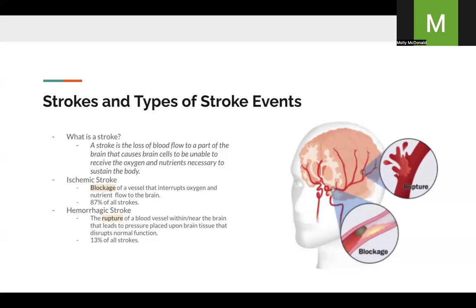The second type of stroke is the hemorrhagic stroke, and this is caused by the blood vessel rupturing, such as through an aneurysm or an arteriovenous malformation, that may occur in the brain and lead to internal bleeding into and/or around the brain. With bleeding occurring in such a sensitive part of the body, pressure is placed upon the brain tissue that disrupts the normal function and can cause major damage. These types of strokes account for about 13% of all strokes, and the causes of them include, but are not limited to, trauma surrounding the head and/or brain, hypertension, aneurysms, which are the weakened blood vessel walls, and arteriovenous malformations, which are abnormal knots of blood vessels.